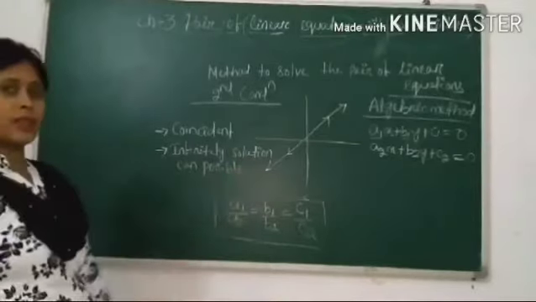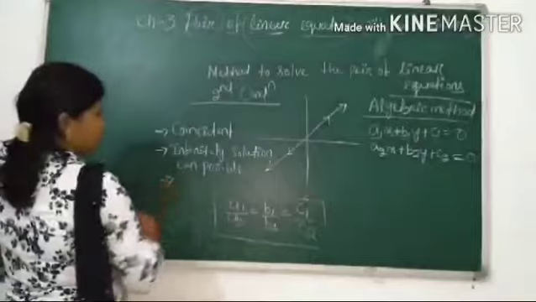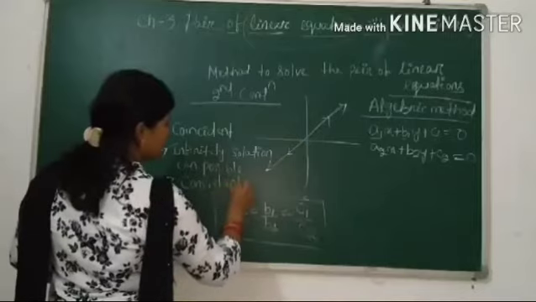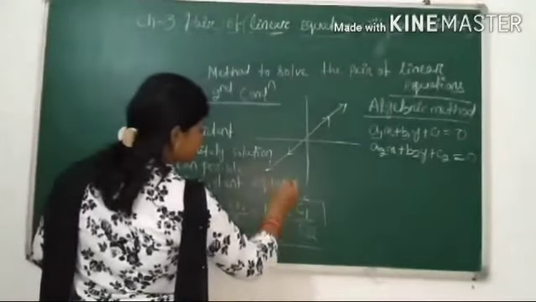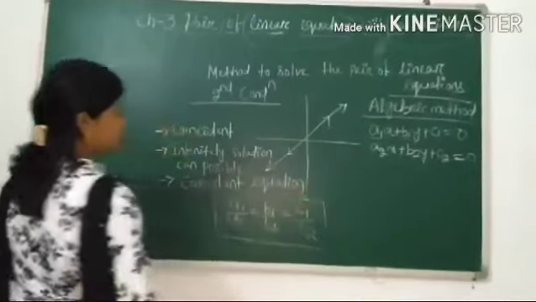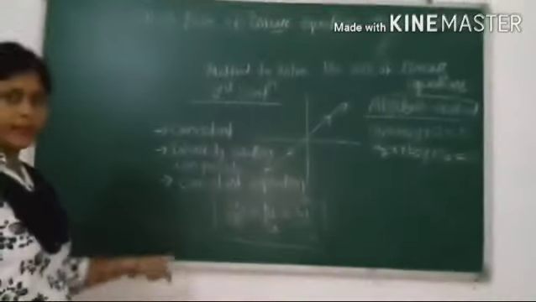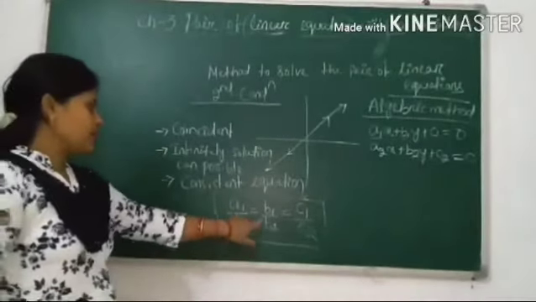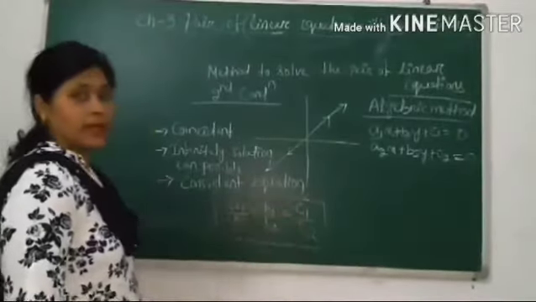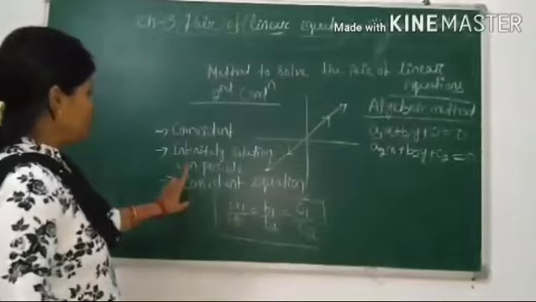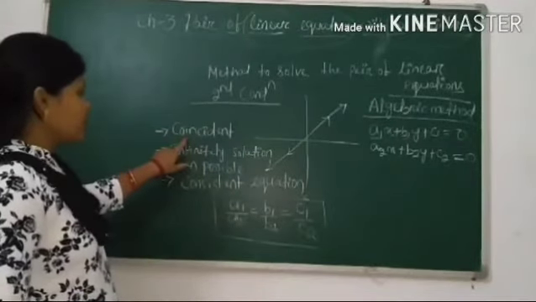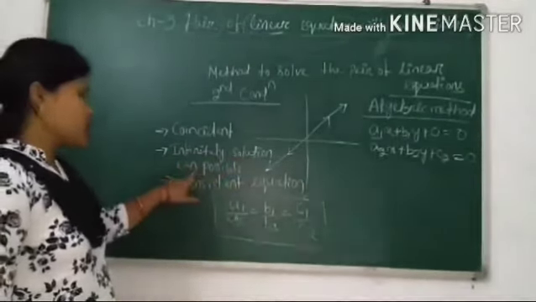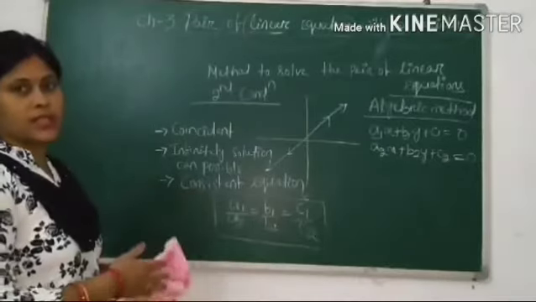So infinitely many solutions means this is a consistent equation. You can say this one is also a consistent equation. Got it? So in the second condition, A1 by A2 is equal to B1 by B2 is equal to C1 by C2. And this type of equations are known as coincident, so that infinitely many solutions are possible, and this is a consistent equation.